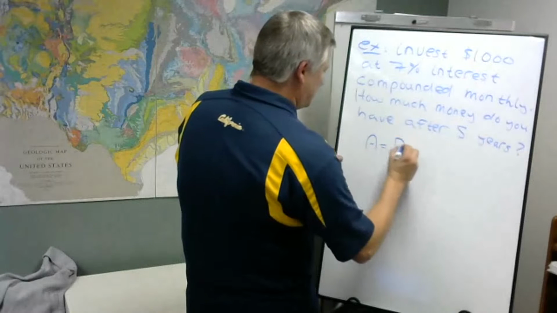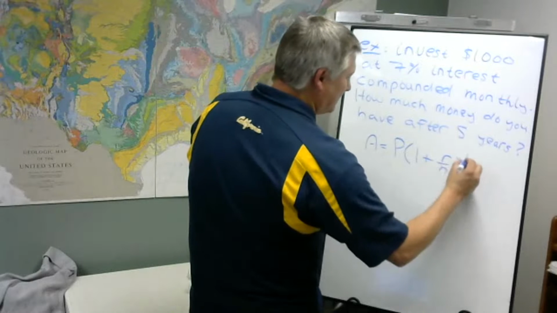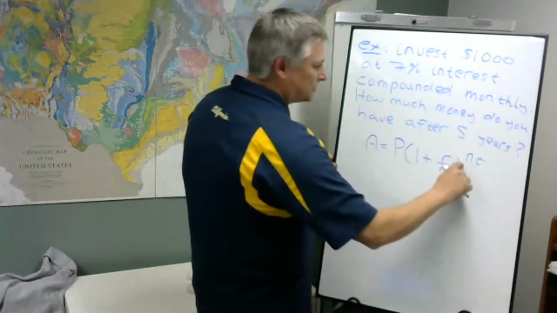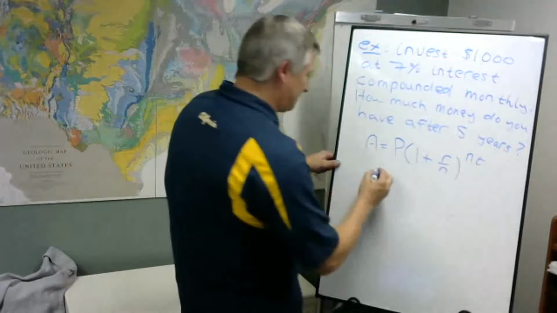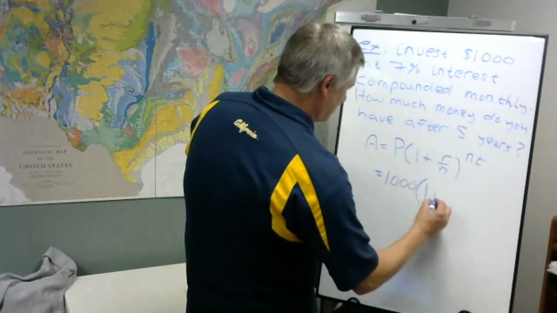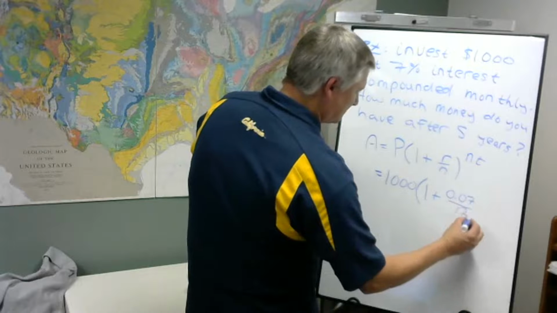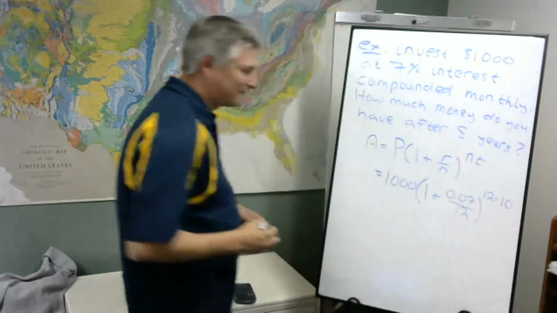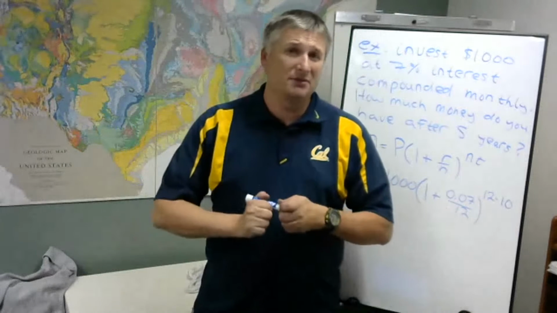So A is P(1 plus R over N) to the NT. Again, this is the interest we're charging each time. This is the total number of charges, period. So we plug everything in. And then again, there's that interest rate. And then it's 12 times 10. Now with this, especially when you get to this, use as many decimal places as you can.